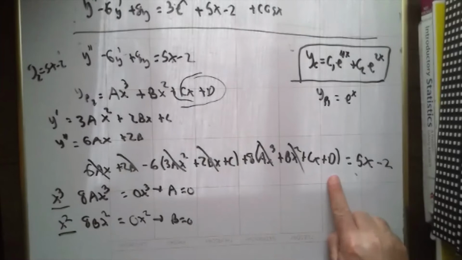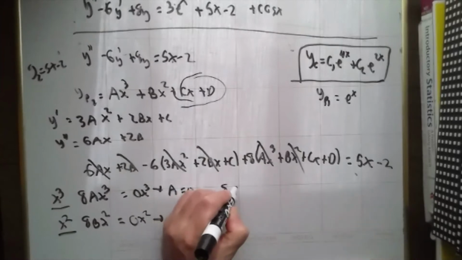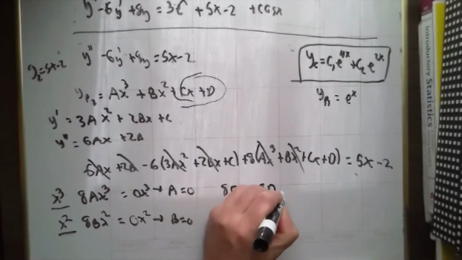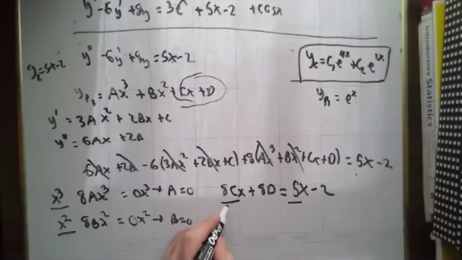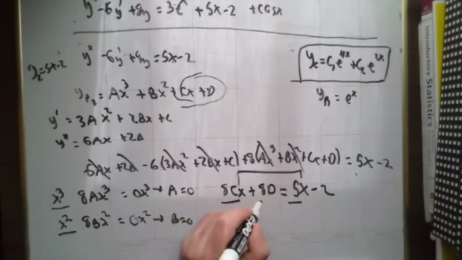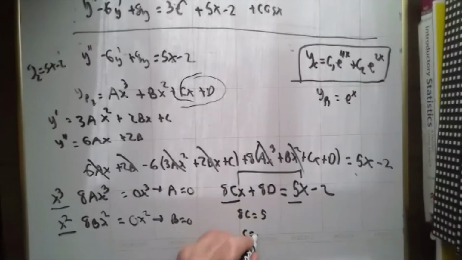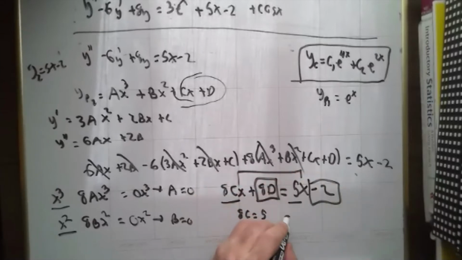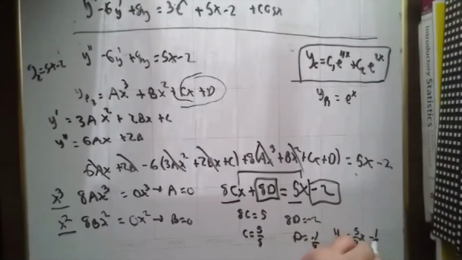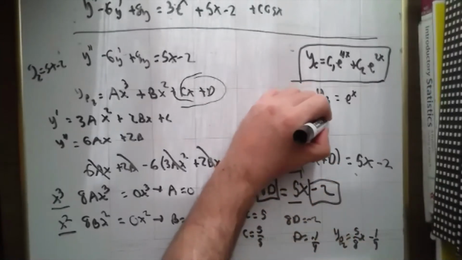All we have is this over here. So let's distribute that 8. 8cx plus 8d must equal 5x minus 2. Like coefficients must be equal. 8c must be 5. Those are my x terms. So c is 5/8. And 8d must be -2. So d is -1/4. So my second particular solution, excuse me, is cx plus d, 5/8 x minus 1/4. Let's write that here.